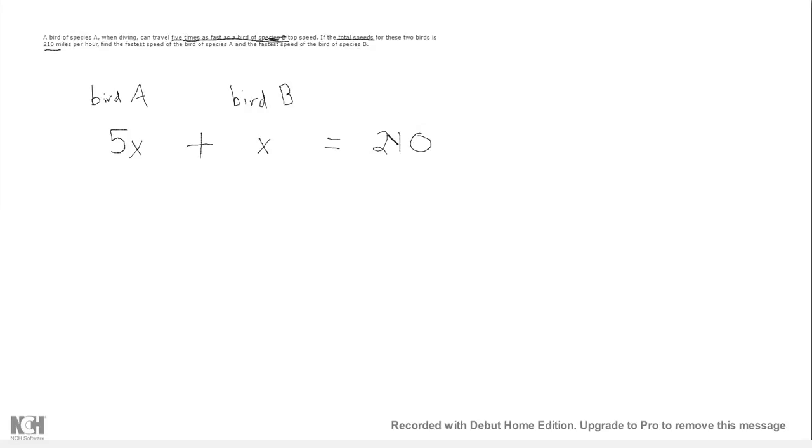Well, now it's just a simple equation. I combine like terms and solve. That'll give me x. Remember, x represents bird B. So I'm going to write that down here at the bottom so I remember that. And then 5 times that same number will give me bird A. So when I add 5x and x together, remember there's an implied 1 in front of an x if it doesn't have a number in front of it. So 5x plus 1x is 6x.